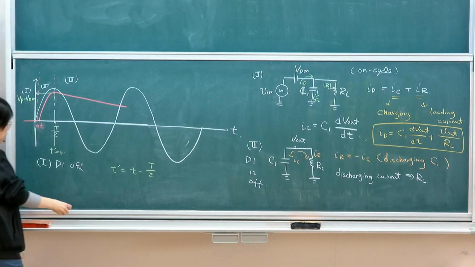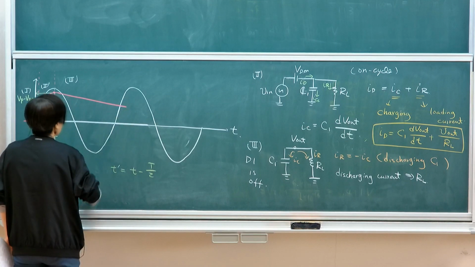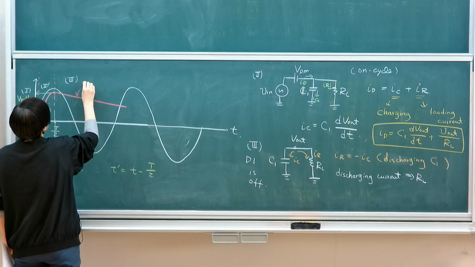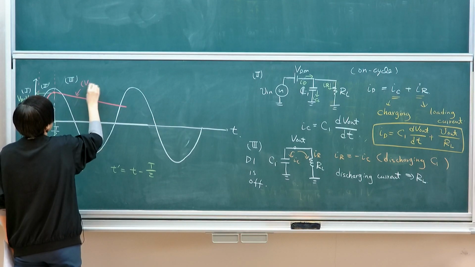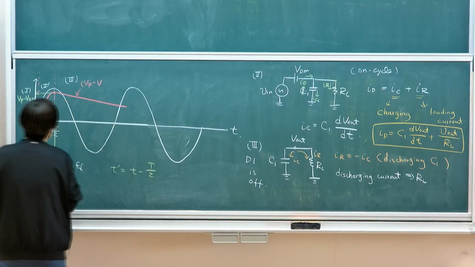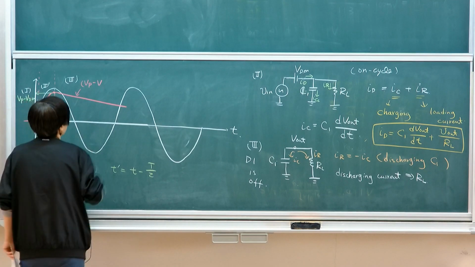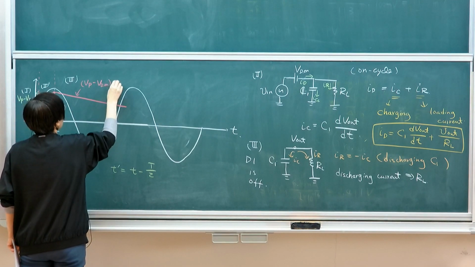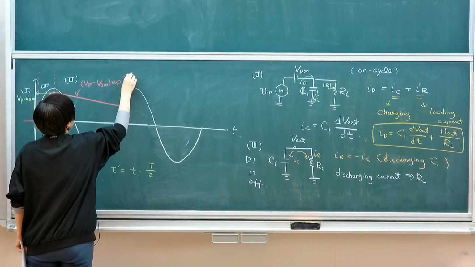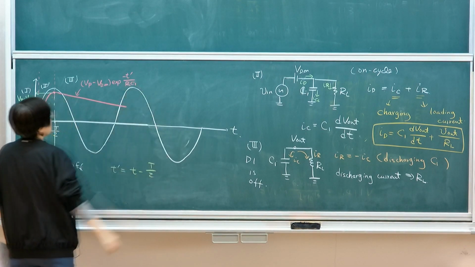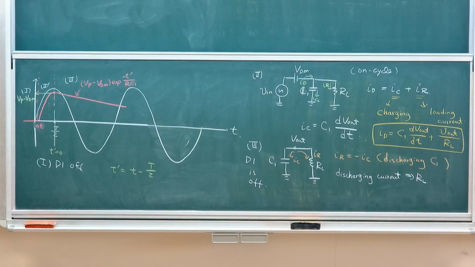So when it's dropped to a certain level, this will follow that guideline, which will be VP minus VD on, exponential of minus T prime over R load C1. Okay? So when it dropped, I didn't draw it exponentially because it typically takes a long time to drop to very low. Typically, you don't want it to drop too low. So I'm going to talk about that a little bit.